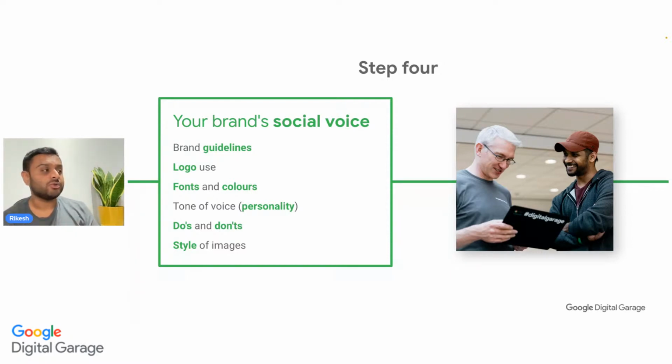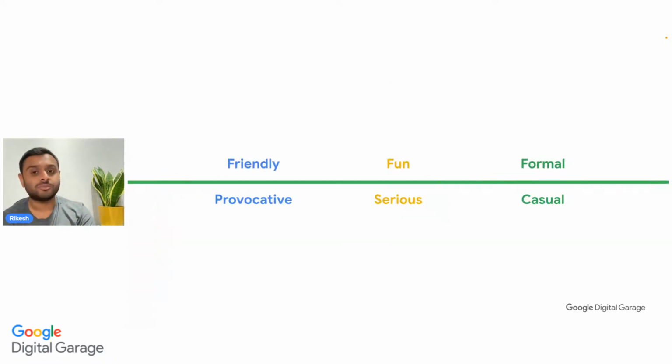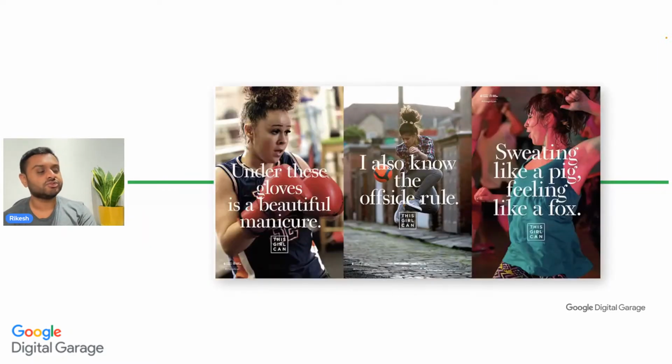And also think about tone of voice. Think about how you actually come across in your posts, which lends itself to the personality of how you come across in your social media posting. You can come across in many different ways, whether friendly, provocative, fun, serious, formal, casual. And just to highlight this with an example, these are some posters here from an organization called This Girl Can, which is a campaign that was set up by Sport England and the National Lottery in the UK to encourage more women to get involved in playing sport.